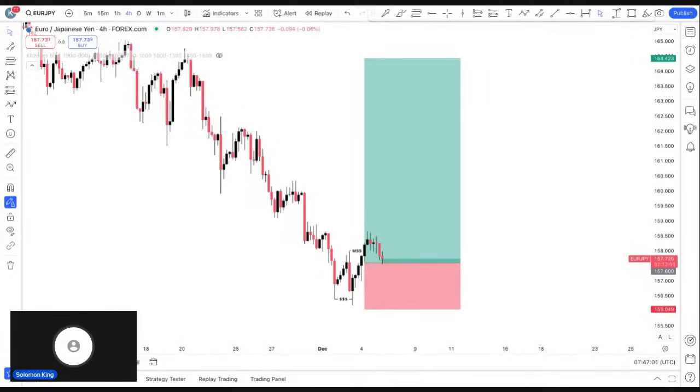I want to show you how breaker block works, because most of you just hear about these concepts and you probably don't know how to bring them into your charts and even take trades with them.